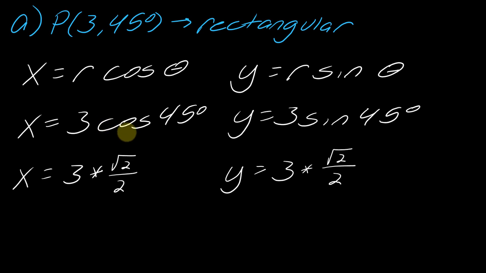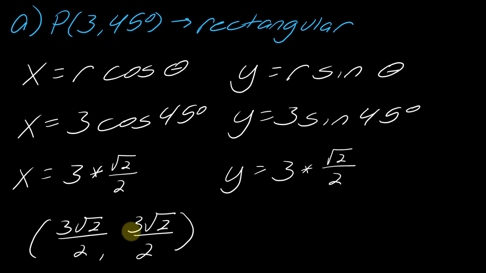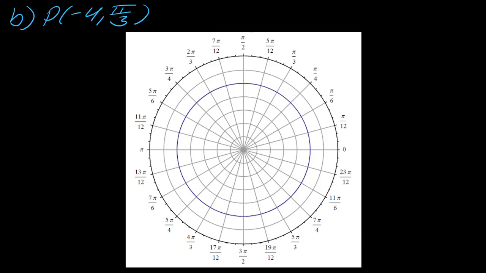So I can plug in the 3, I can plug in the 45 degrees, I can work this all out. So taking this point from polar into rectangular, here would be my rectangular coordinate. Okay, so let's do another one.